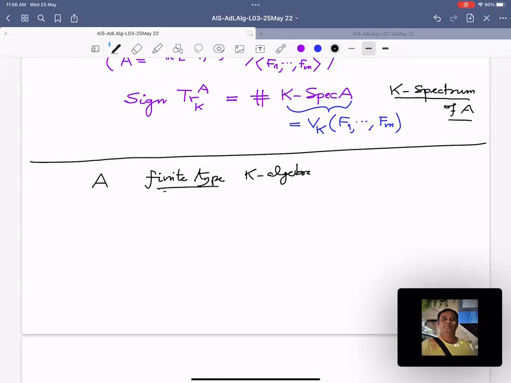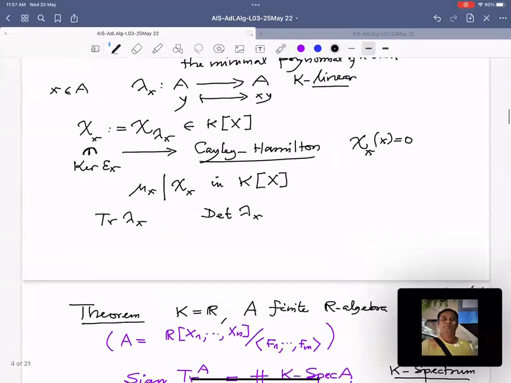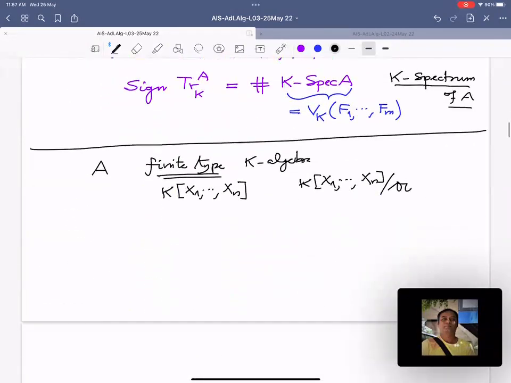Typical examples of finite type K-algebras are the polynomial rings K[x1, ..., xn] or K[x1, ..., xn] modulo some ideal A. These are finite type K-algebras. And actually we have more than that, we have a finite algebra. That means this is finite dimensional. But anyway, let's do it because I want to also include the polynomial case.